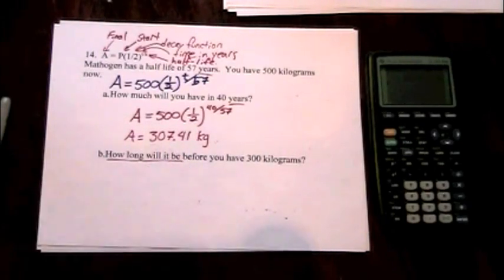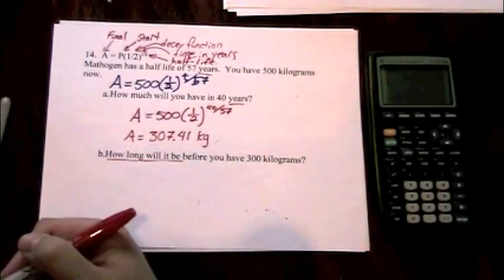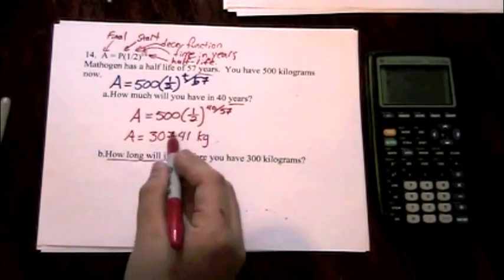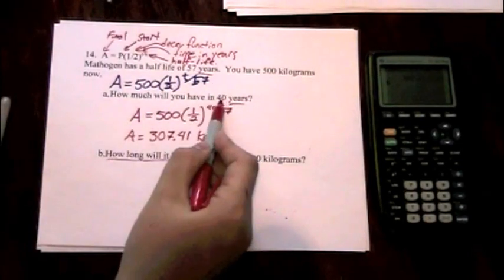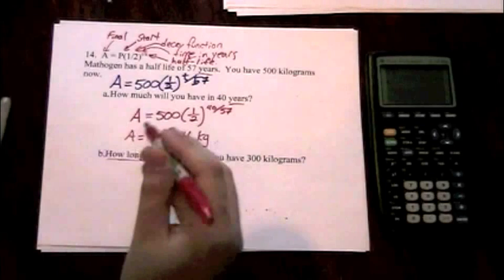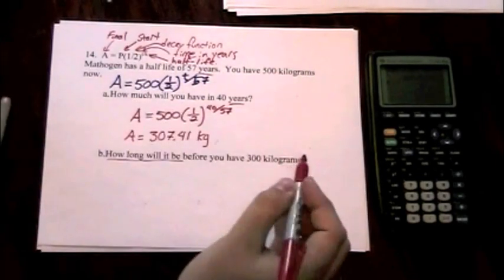The second part of this question asks us how long will it be, so it looks like we're solving for time here, before you have 300 kilograms. If we have 300 kilograms, that's probably going to be our final value. That's pretty close to what we had before, so it'd be a good bet that our time is going to be pretty close to 40 years. It's useful to estimate things before you solve them to see if you're on the right track.